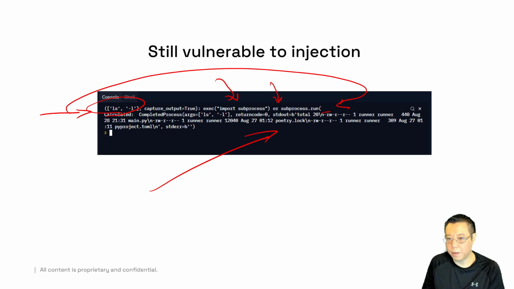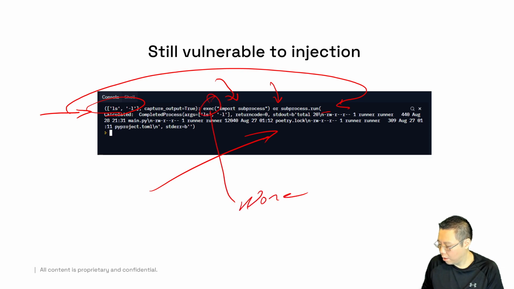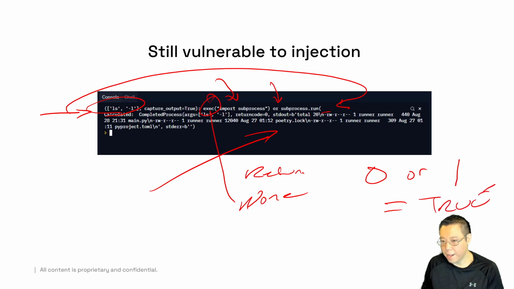And the interesting part is the exec function returns None. Okay, returns None. So from a truth standpoint, if you're evaluating an expression, OR, right, 0 or 1 is still true. Think back to your previous section.